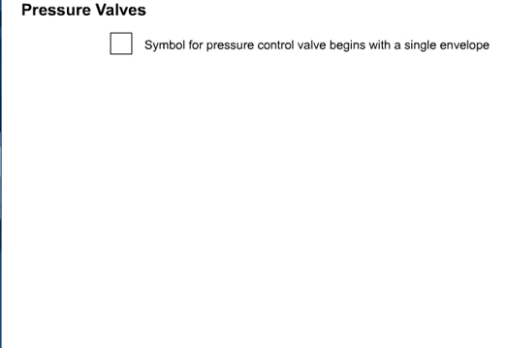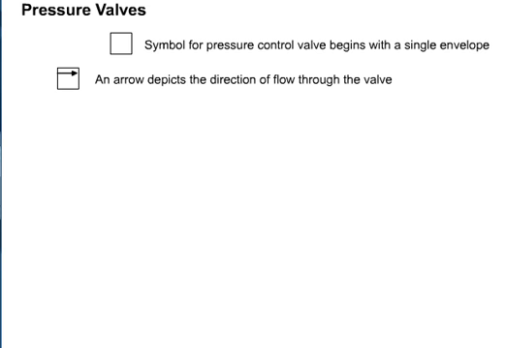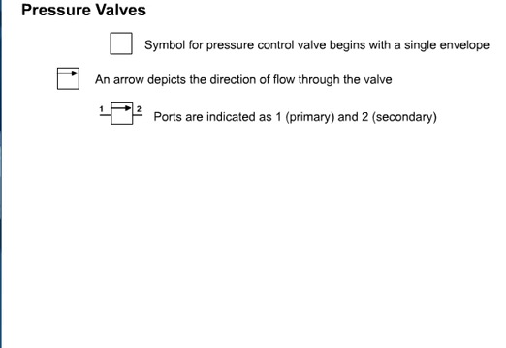Pressure valves. The symbol for a pressure valve begins with a single envelope. The arrow in the envelope depicts the direction of flow through the valve. The ports are indicated as 1 and 2, or primary and secondary. Flow through the valve is from the primary to the secondary port. Notice that in the normal position, the arrow is not aligned with the ports. This indicates that the valve is normally closed.